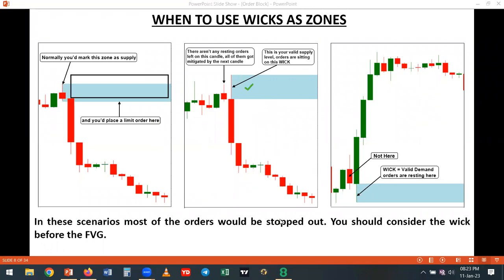All right, so I believe this diagram is self-explanatory. Most times, the order block must not be the last opposite candlestick. No, it may be a candlestick of the same color. And also, when the wick after the candlestick that is supposed to be the order block is longer, you use the wick of the next candlestick as your order block. All right.